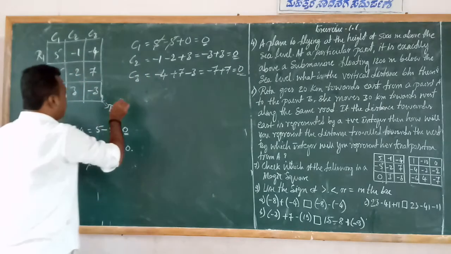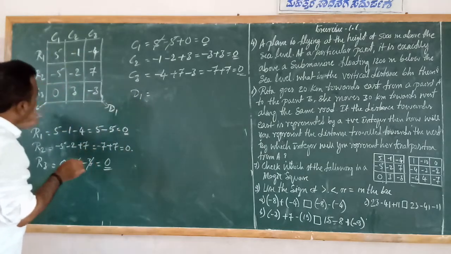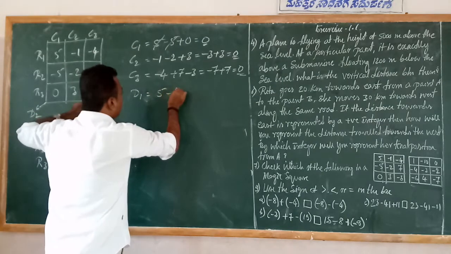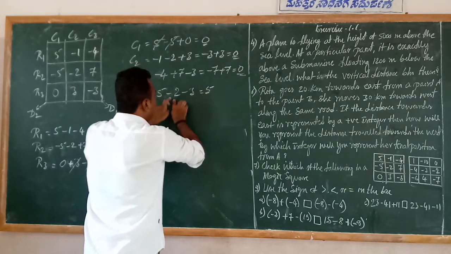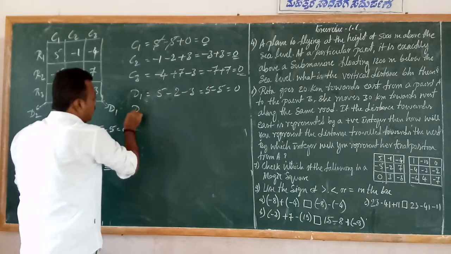The remaining D1 and D2. So D1, this is the diagonal 1 and diagonal 2. So 5 minus 2 minus 3. What does it become? So 5 as it is right now. Minus 2 minus 3, again we have to add it. So again 0.